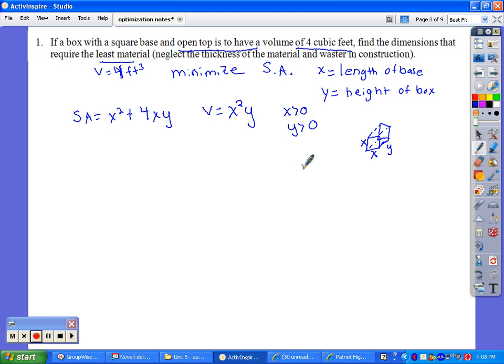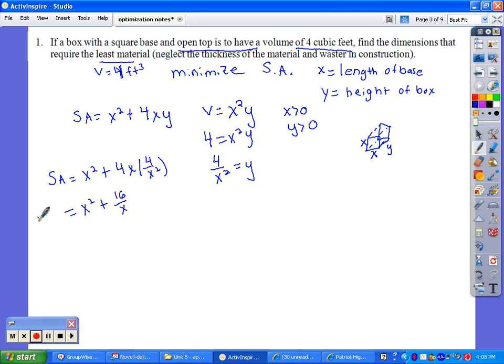Okay? So if we do this, we need to get it in terms of one variable. So I'm going to plug 4 in for the volume, and I'm going to solve for one of my variables. It is easier to solve for y, so I'm going to solve for y. Always pick the variable that it's easiest to solve for. And then I'm going to plug it back into the surface area formula because I need it in terms of one variable. And then we can simplify this equation. So this is my surface area equation that I'm going to minimize.